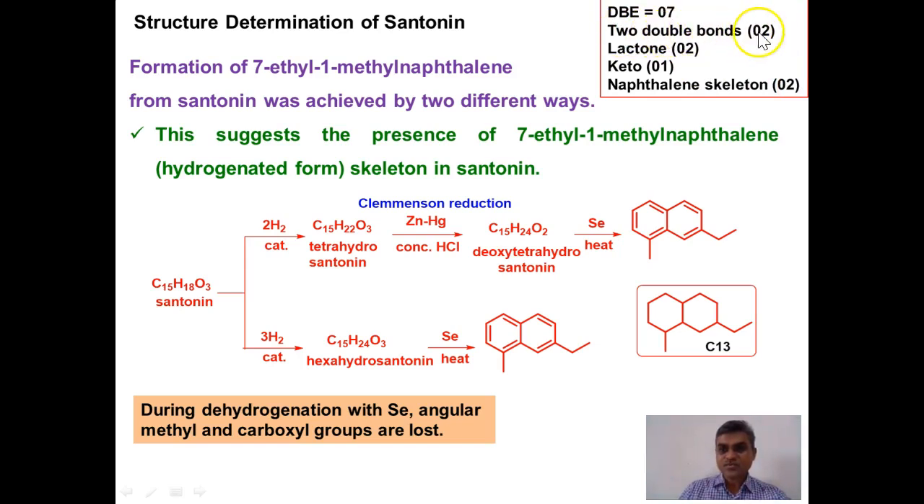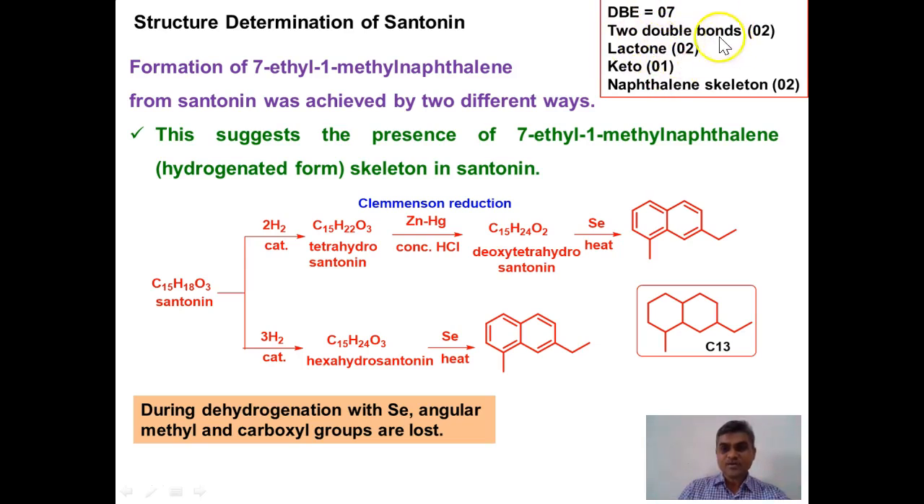Two double bonds are proved on the basis of the hydrogenation experiment. The presence of lactone is proved on the basis of the hydrolysis experiment. The presence of ketone is proved on the basis of oxime formation, and the distillation of Santonin with zinc proves the presence of the naphthalene skeleton. So in this way we have accounted for 7 degrees of unsaturation. Now in this naphthalene skeleton we have to accommodate the two double bonds, the lactone ring fused with the naphthalene ring, and the position of the ketone. If we do these things, we will reach the structure of the Santonin molecule.